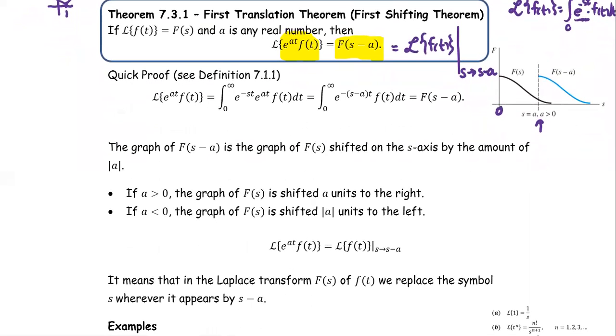Okay, so this is the first translation theorem. The Laplace of e to the at times f of t is F of s minus a.